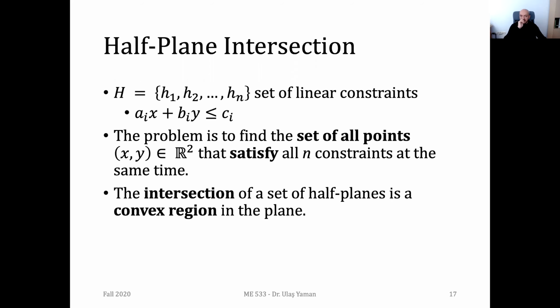And obviously we know that this region will be a convex region since we are always intersecting half planes. Since we always have such linear lines, we can always have convex regions. We can't have a concave region. This is not possible. We always have convex regions.